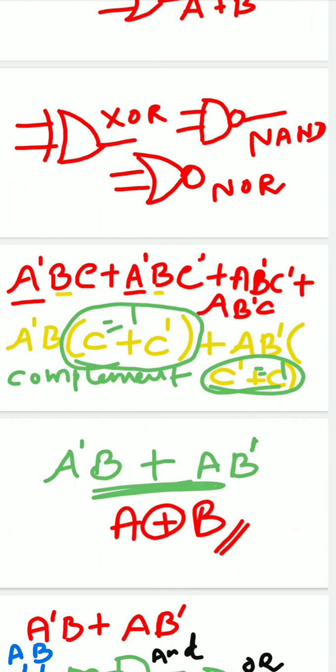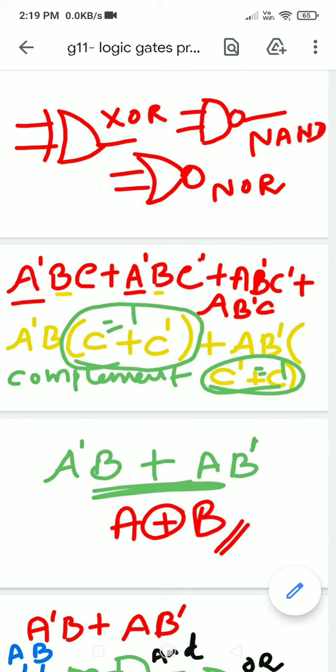There are two portions covered in this problem solving. One is simplification and another one is drawing the logic circuit. So how will you simplify the expression? By applying Boolean laws which we learnt earlier. Here, in the second step, which I have written in yellow color, in the first two terms the common factor was taken out. A dash B is the common term I have taken out, so that you will have C plus C dash. Similarly, here A B dash is taken out, so C dash plus C is inside the brackets.